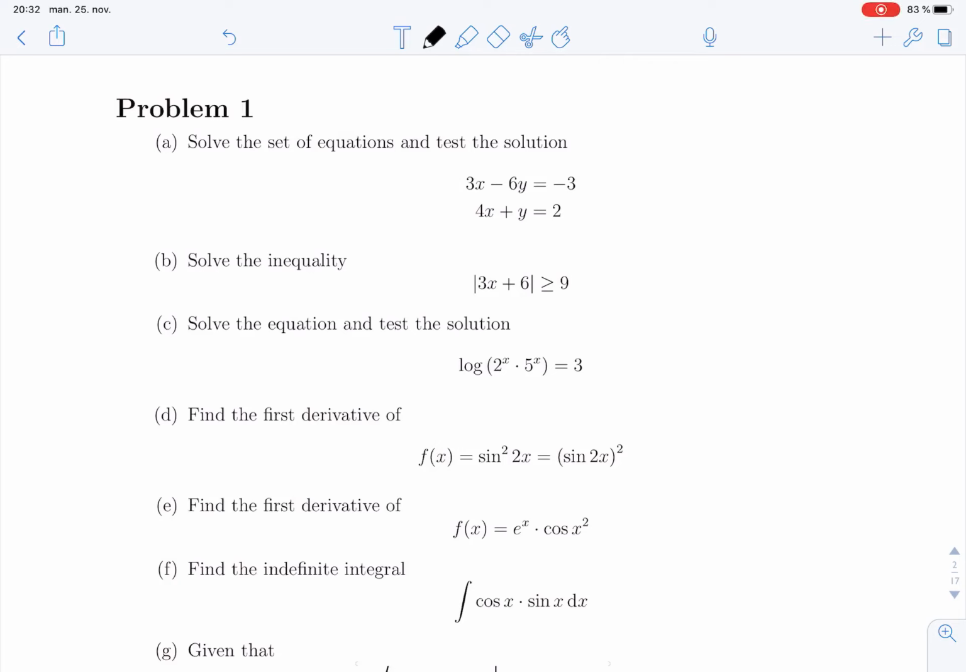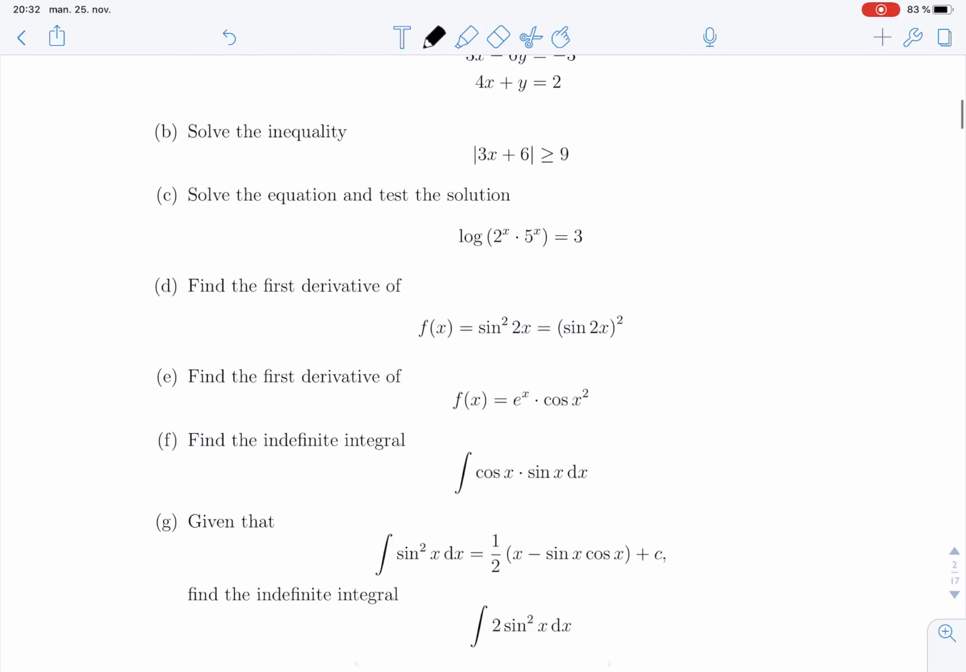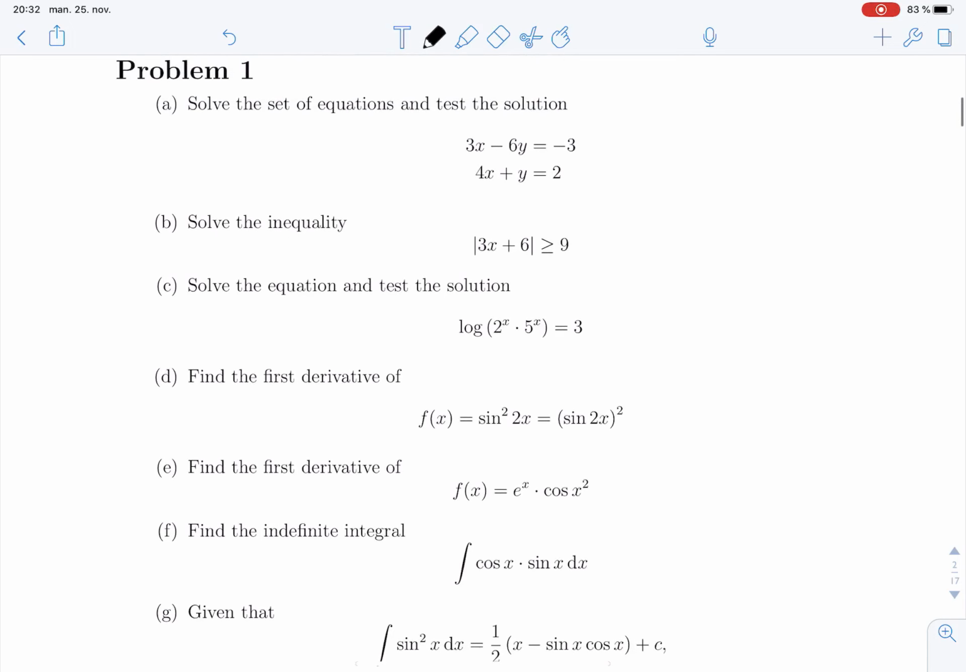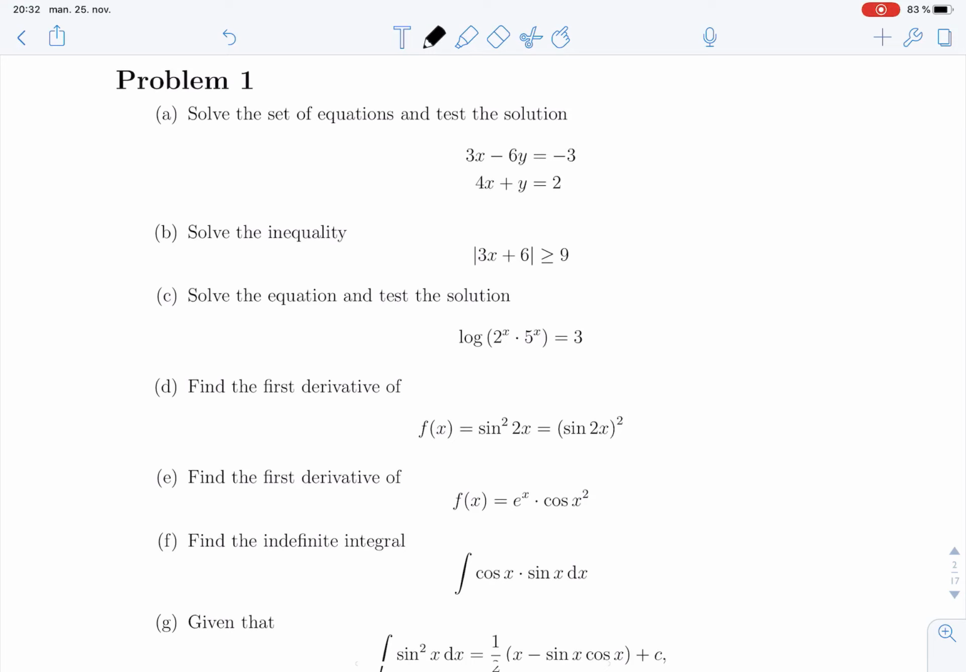We will now solve the first problem on the exam, spring 2017. The first problem is a bunch of different questions simply put in the same problem.